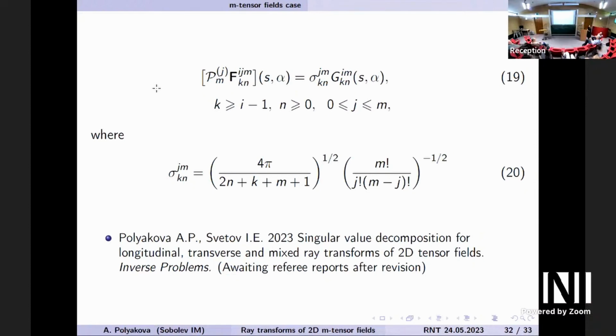So for cases one and M, does it agree with Kazantsev and Bukhgeim's SVD? Yes. No, but they used other polynomials, other potential. They also constructed a singular value decomposition, but with another potential. So when J is equal to zero or M, it should agree. Yeah, it should agree. Does it agree? Okay, I don't think their formula for the singular values was that simple.